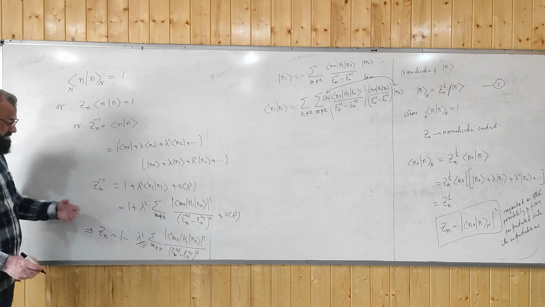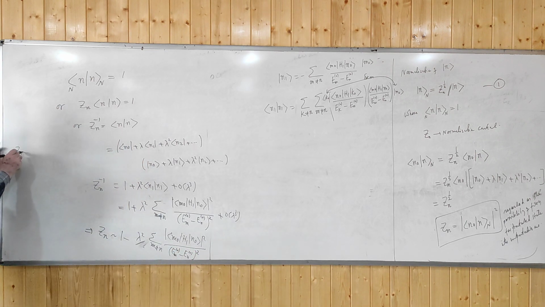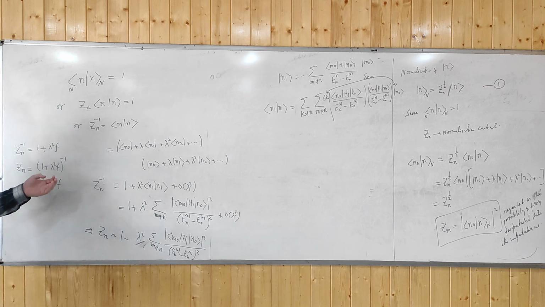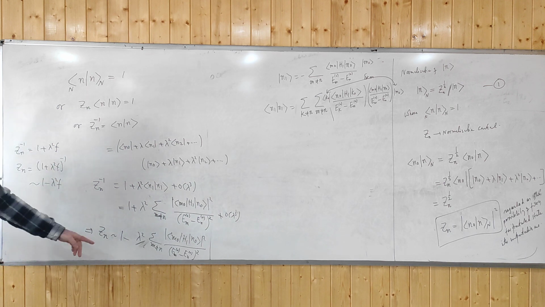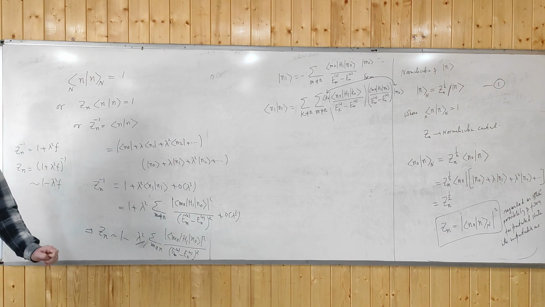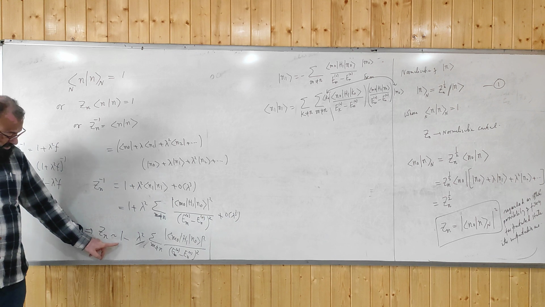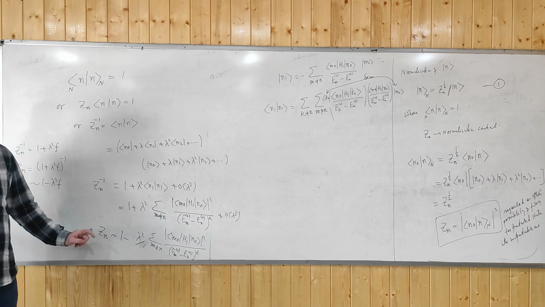So it is something like Z_n inverse is equal to 1 plus, let's say, lambda square sum f. So you can write Z is equal to (1 plus lambda square f) raised to the power minus 1. Can you write it? So let's expand it. It will be 1 minus lambda square f plus higher order terms. Clear? That's why I have put a minus. So now look here: where from does the correction come?